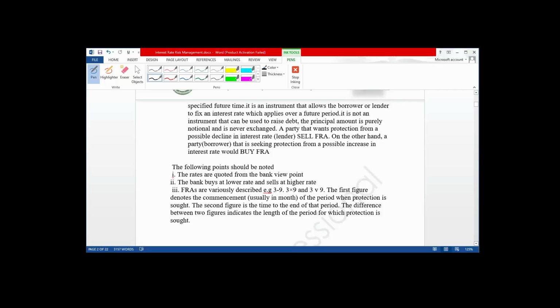You can have 3 to 9, 3 times 9, 3 versus 9. The first figure denotes the commencement period of the hedging. The second figure denotes the end of the period.